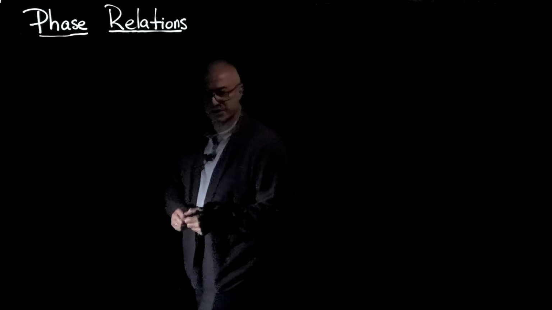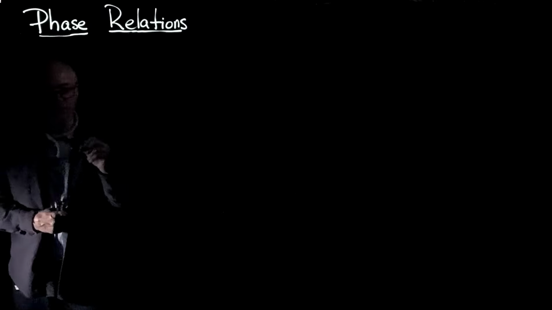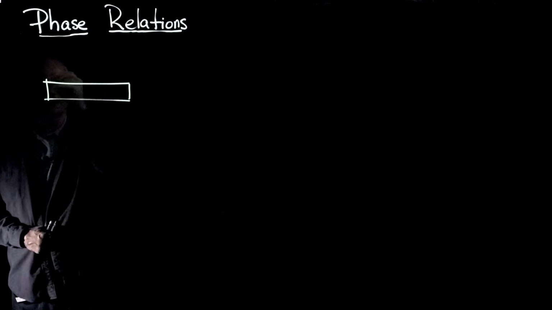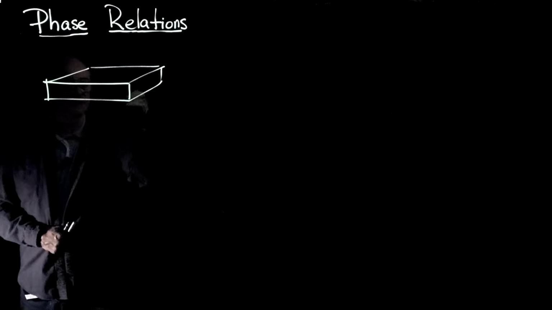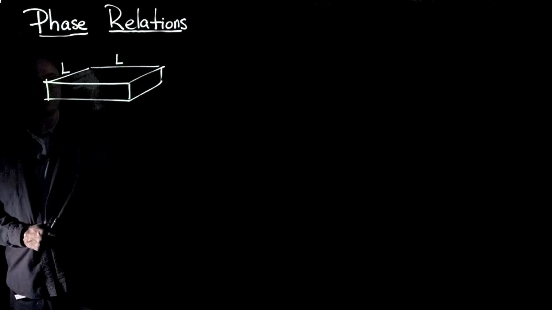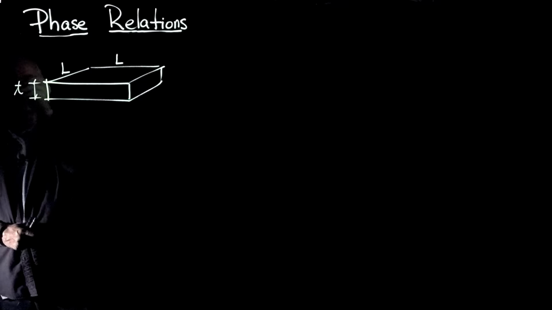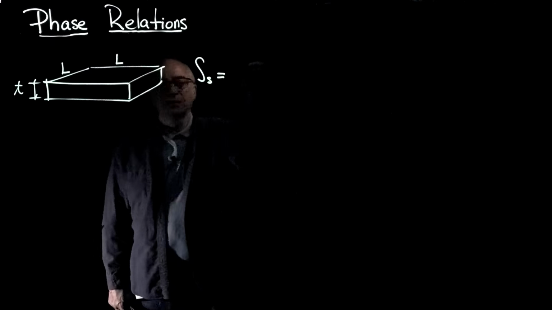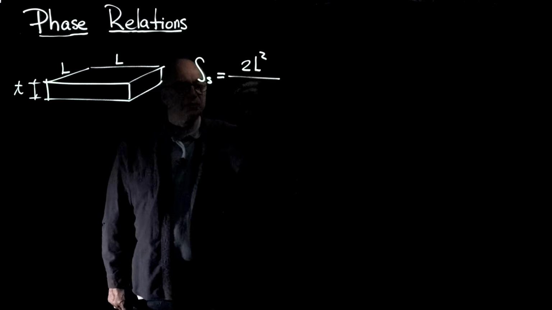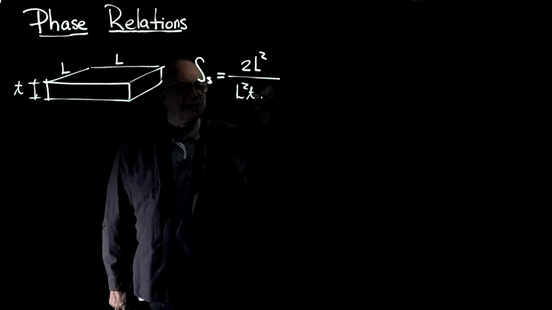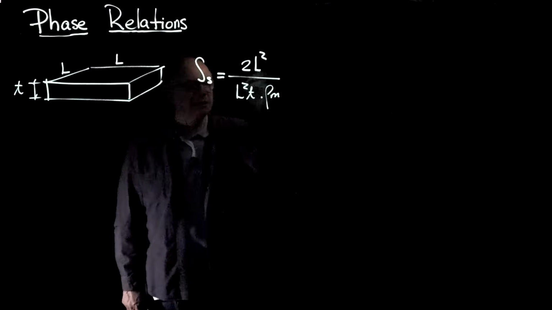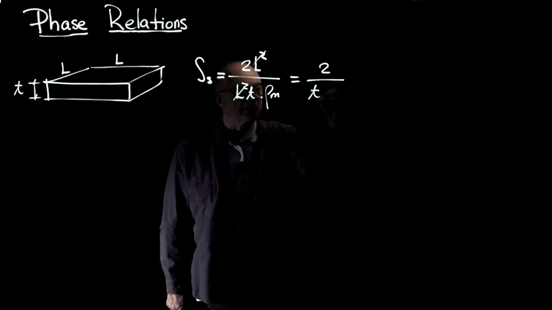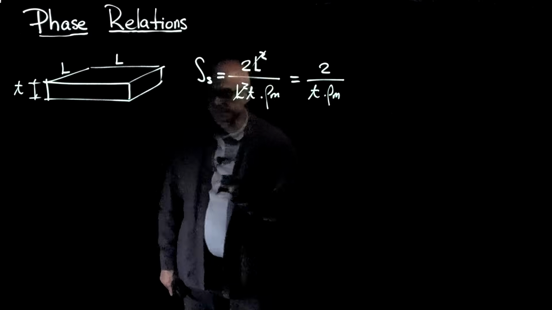There are other expressions that are quite convenient. Let's explore the following one. In another meeting, we talked about the specific surface area of platy particles like clays, where this was L, and this is the thickness, much smaller than the length, and so the specific surface area was equal to 2L squared over L squared T times the mineral mass density, which cancels out to become 2 over the thickness of the particle times the rho mineral.